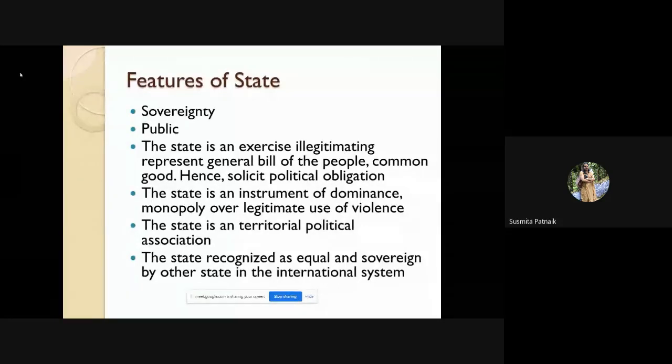If a state is there and the other states consider that this is a poor state, and we are not doing any type of treaty or agreement or tie-up with this state, it means what? They are not respecting you as a state.